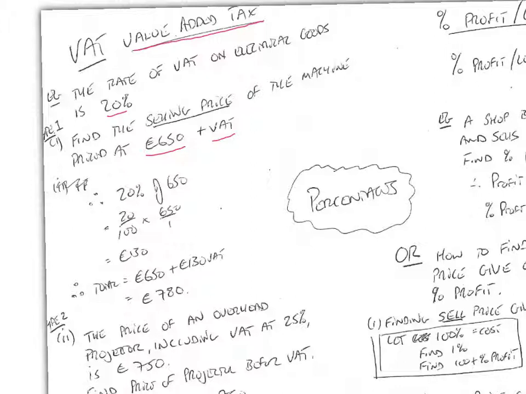So the way to approach this problem is we find 20% of 650, again it's 20 per 100, times 650 over 1, and that's 130 euros. So therefore the selling price is 650 plus the 130 euros VAT is 780 euros.